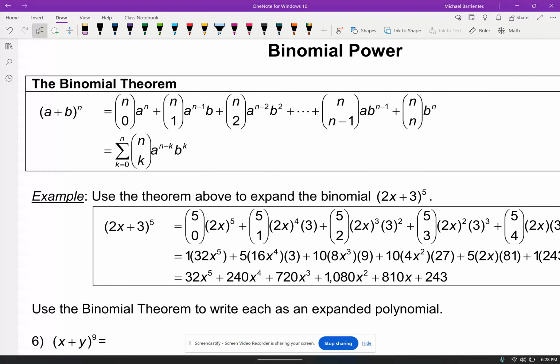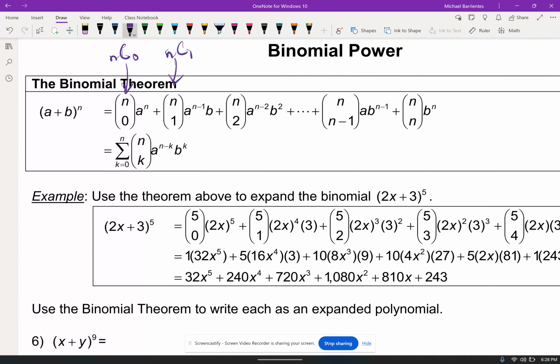Welcome to the last video with the binomial theorem. If you go to the back page of this binomial power notes sheet, you'll see the binomial theorem written down. Now, I do want to point out it looks a little weird, but this is another way to write this, and this is another way to write that.